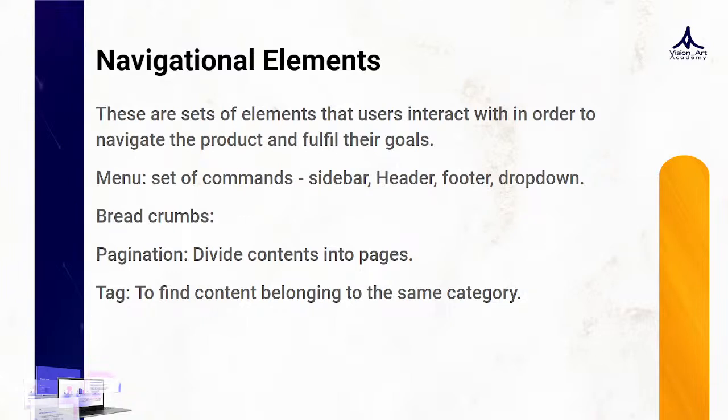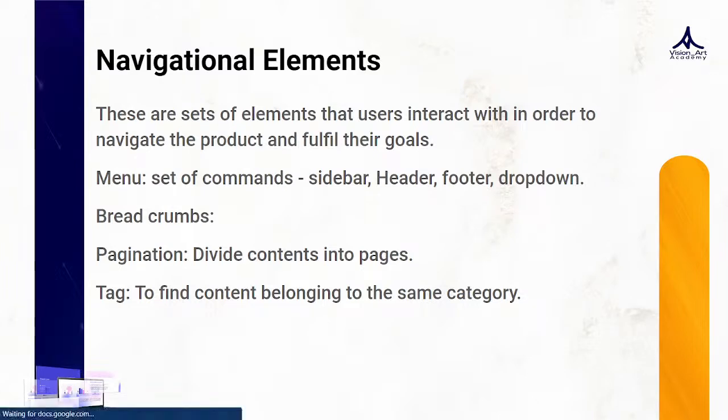So I'll be taking you through a case study of these design elements, where you can get to understand every kind of element. Okay, so we also have tag. Tag is used to find content belonging to the same category. We have so many of them. We know all of these things, just that the name might be something new. But we know almost everything here.